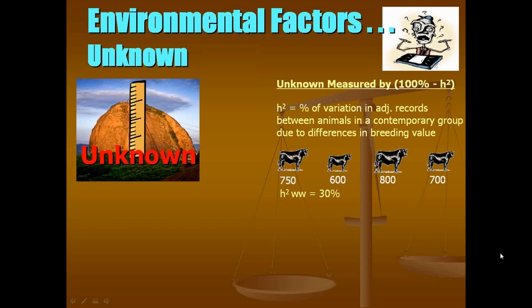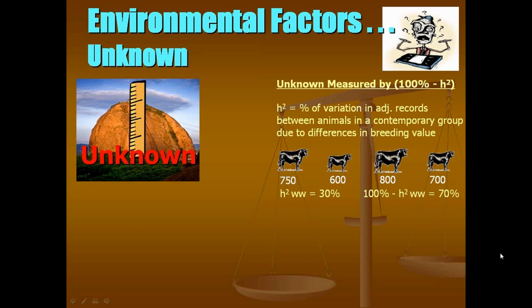Well, that also implies, remember, we've already made the adjustments for everything else. All we've got left in this record is breeding value and unknown environment. So that implies we just simply take 100% minus our heritability. That implies that 70% of the differences that we see between those animals is due to unknown environment, non-genetic factors that we cannot explain. 30% of the differences are due to breeding value.